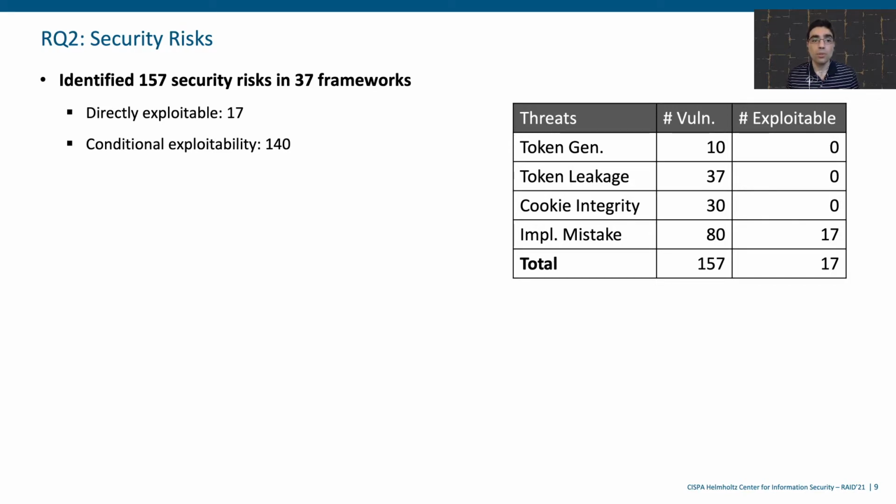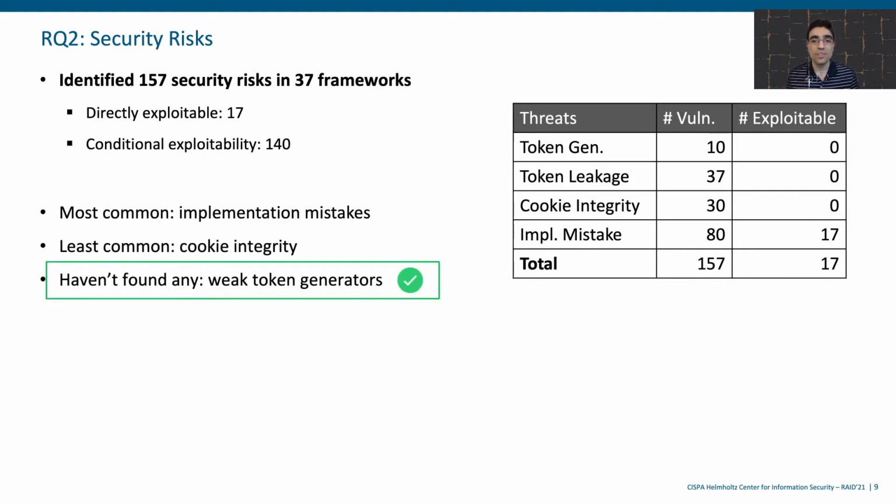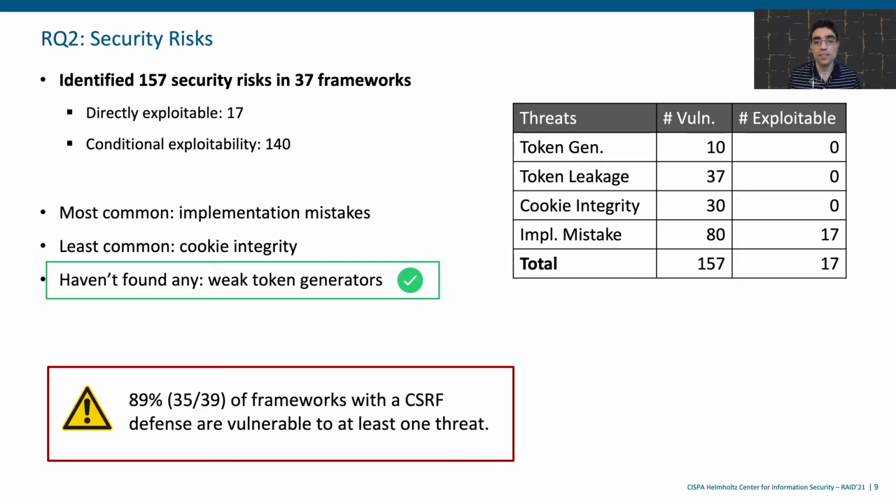The rest of the vulnerabilities, that is 140 security risks, are only exploitable under the default configuration of the web framework. We observed that the most common security risks are implementation mistakes, whereas the least common risks are those corrupting the integrity of cookies. And what we haven't seen at all is the usage of weak token generators, which is good. Overall, we observed that 89% of the frameworks with the CSRF defense are vulnerable to at least one threat.